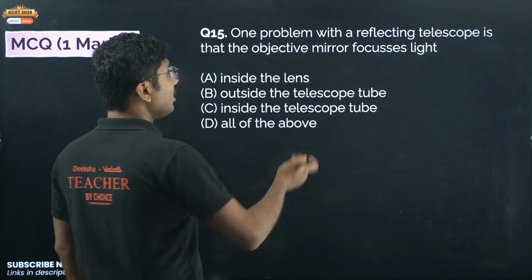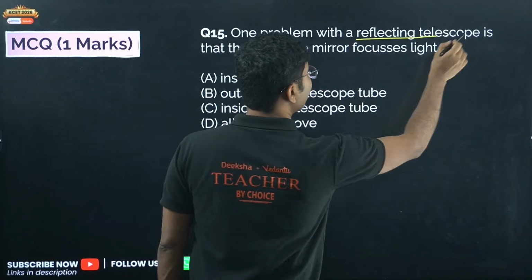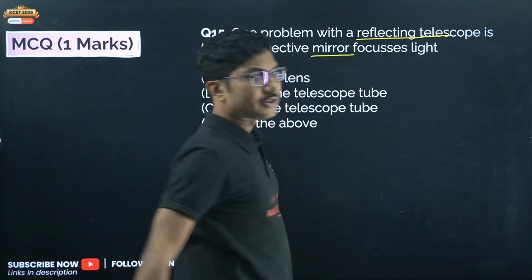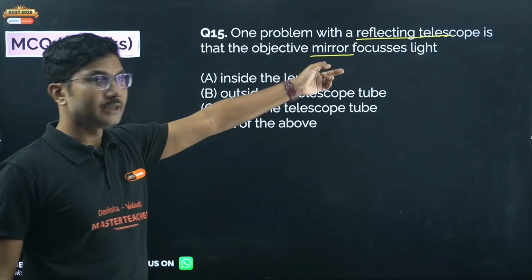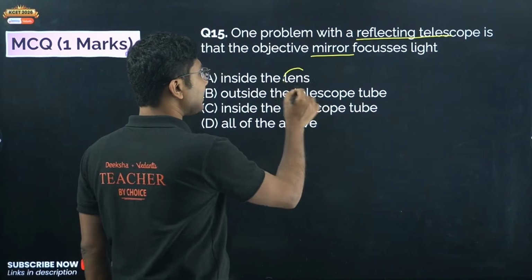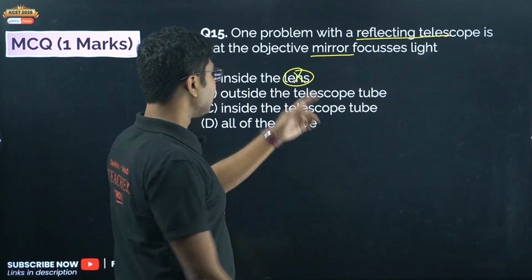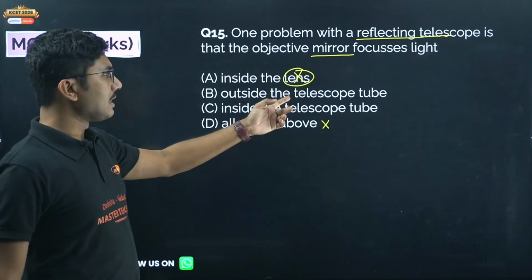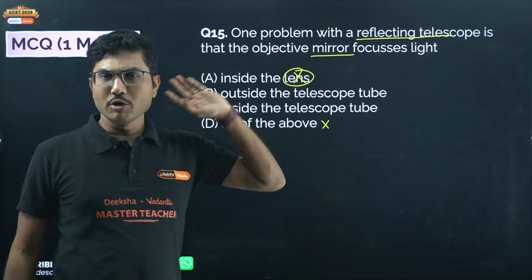We are talking about reflecting telescope. Reflecting telescope means it uses mirrors. Okay, it is already mentioned in the question. So reflecting telescope uses mirrors, so definitely the lens is a wrong answer. So this is a wrong answer, which means all of the above should also be wrong. So either outside the telescope tube or inside the telescope tube should be an answer.